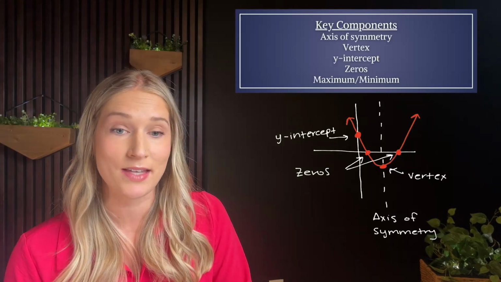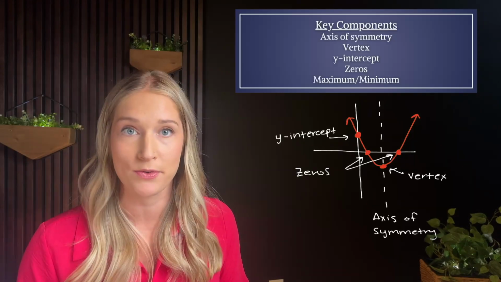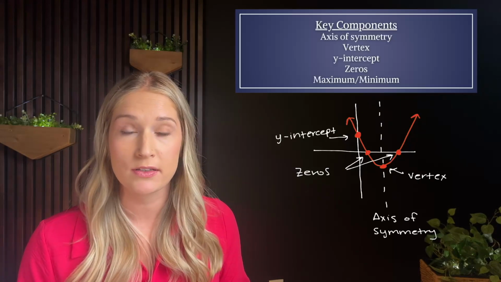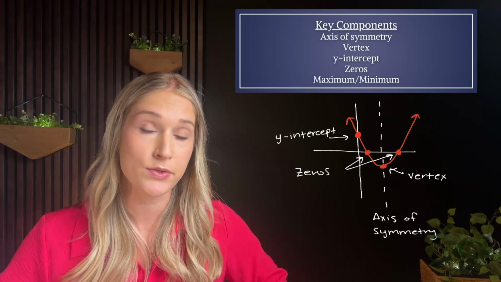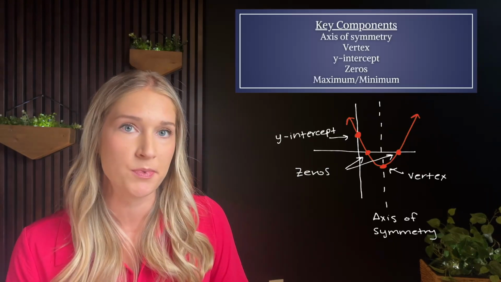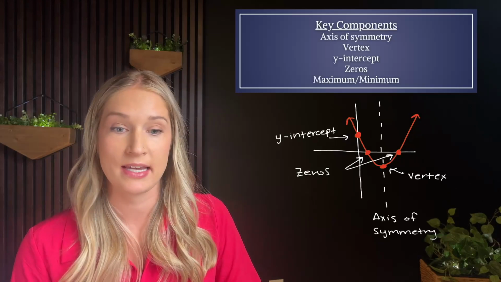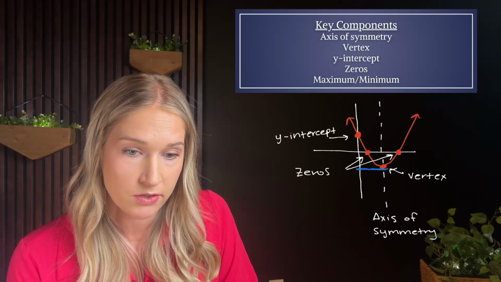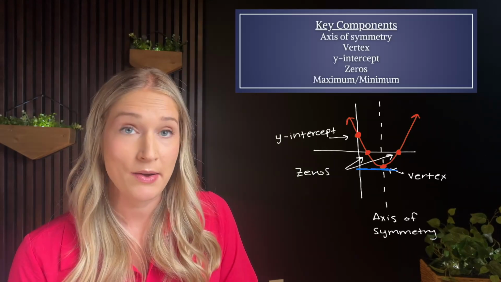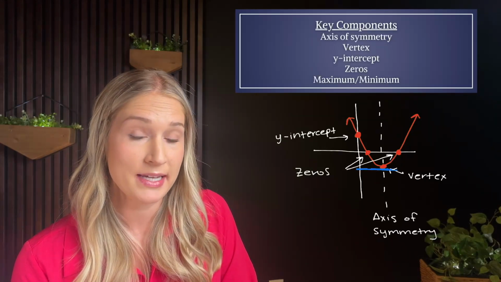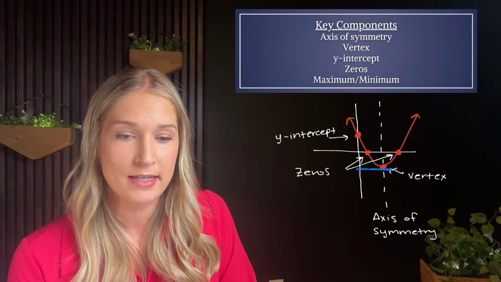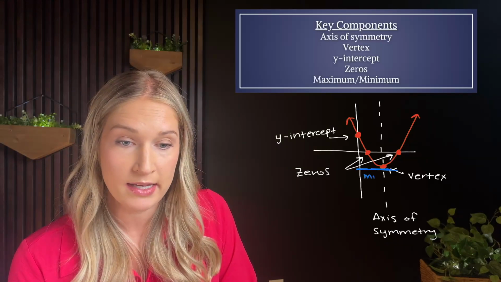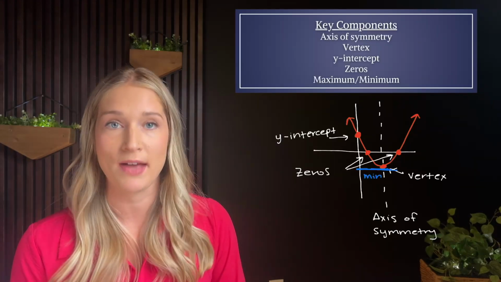And then your max or your min comes from your vertex. That says at some point your graph turns around. What is that very lowest point that it hits before it turns around? Or what is the high point that it hits before it turns around? In this case, my graph is facing upward, which means that there is a minimum value at my vertex. I haven't labeled my graph with any values, so I can't tell you exactly what that number is, but whatever that value for y is, is the minimum value.